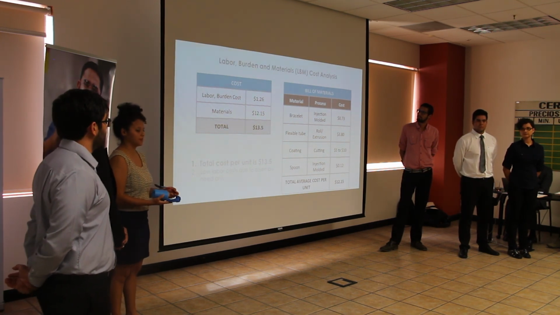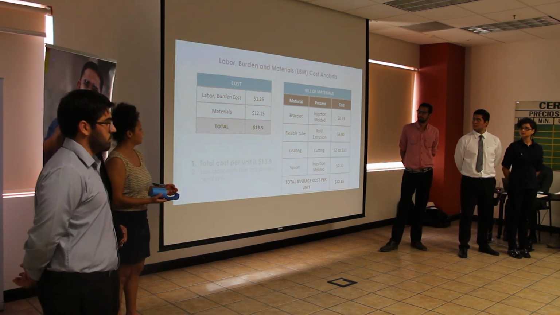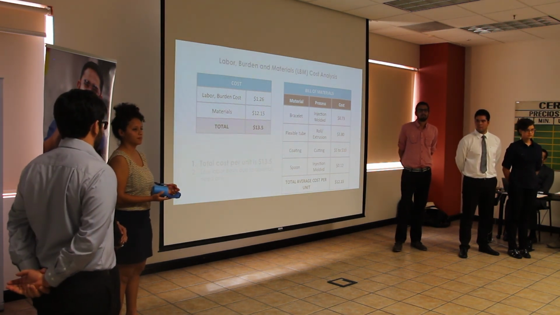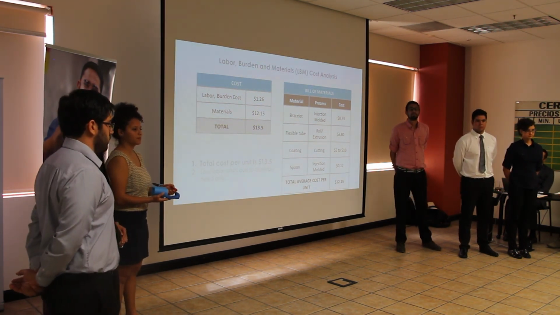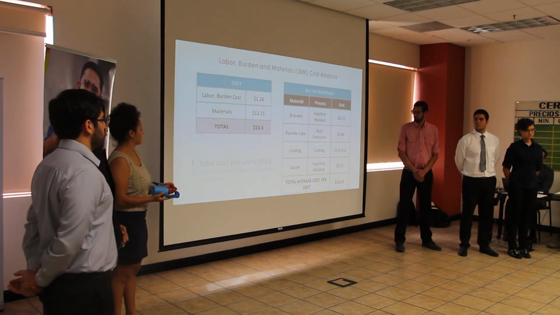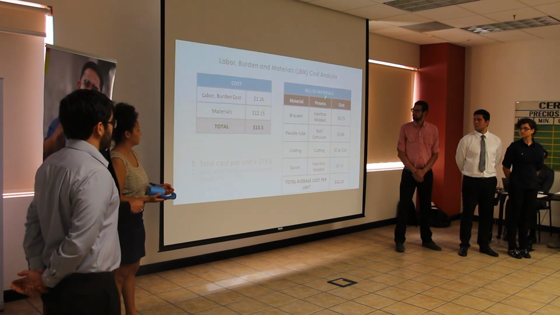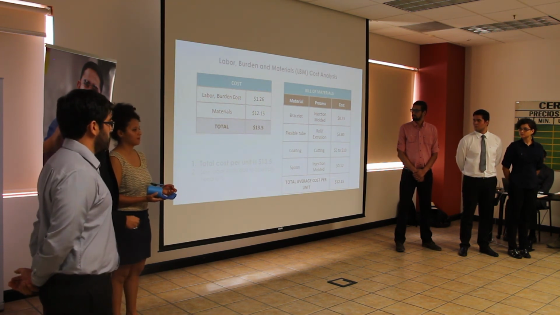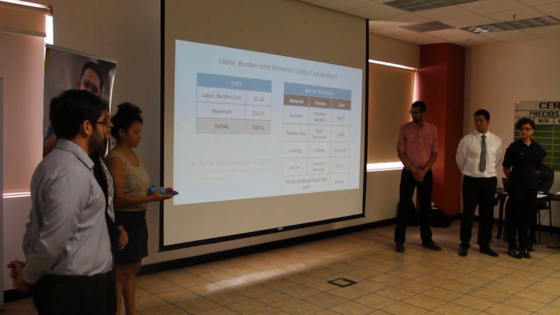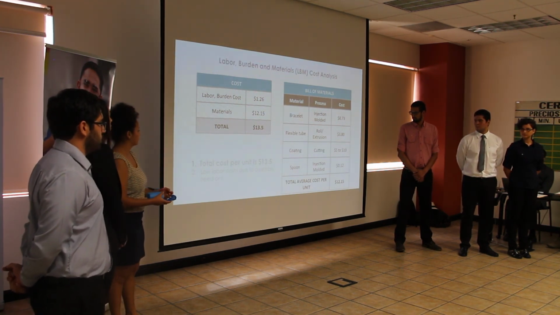Concerning the labor burden and materials cost analysis, as was presented personally, our product consists of 4 parts. We made the calculations for the process, the cost of the materials, and we found the total average cost per unit was $12.15.